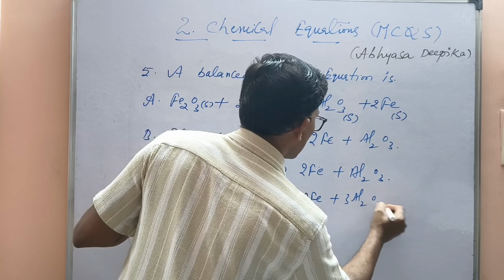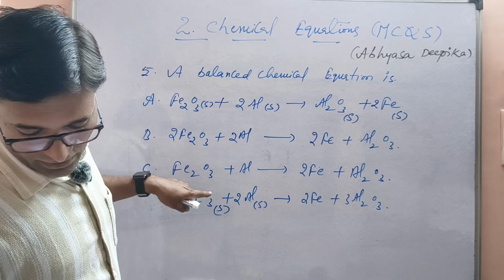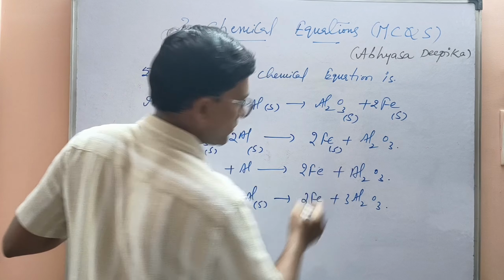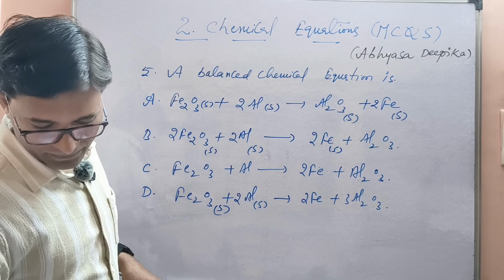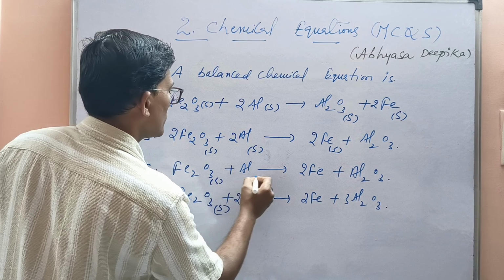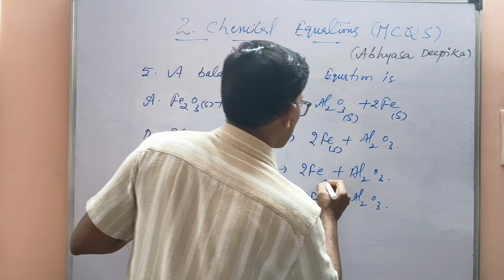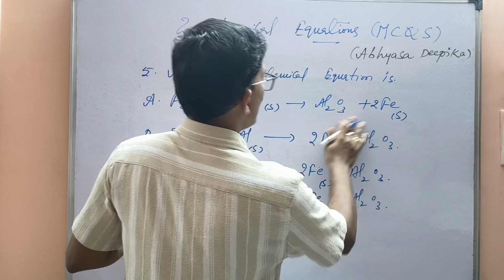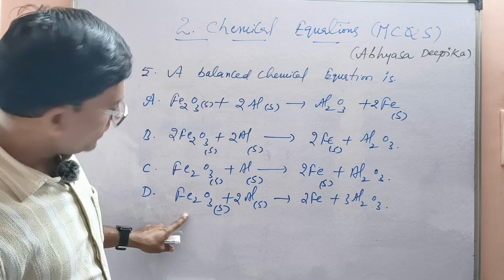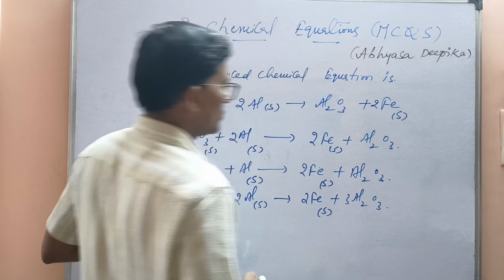plus 3Al2O3. Okay, we will check whether for the second one we are having solid, solid and solid. This is solid, solid and this is solid was given. And Al2O3, Fe2O3, solid, solid and even solid. So this is not given, he has not given anything. And D is Fe2O3 solid plus 2Al solid gives 2Fe solid and Al2O3.